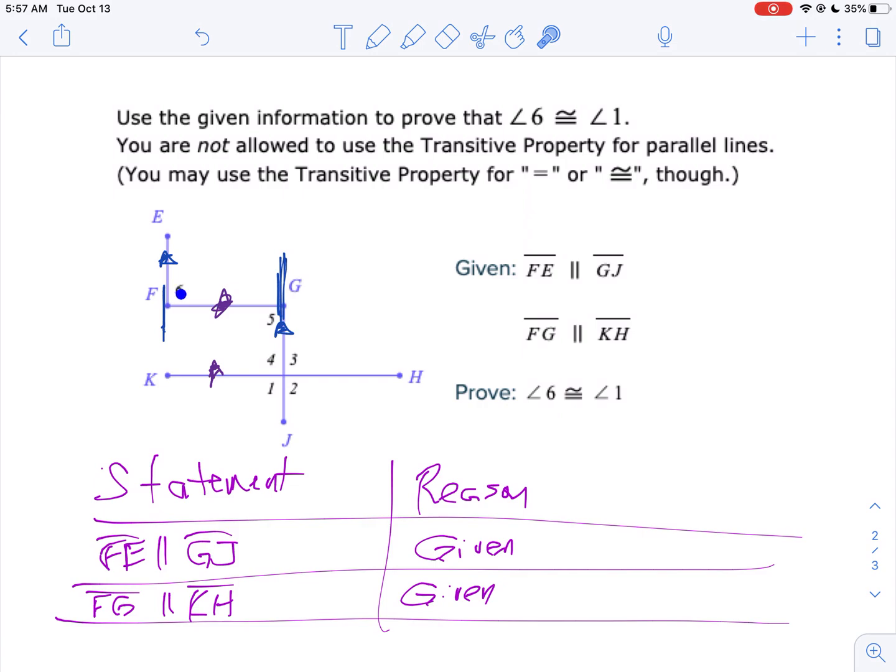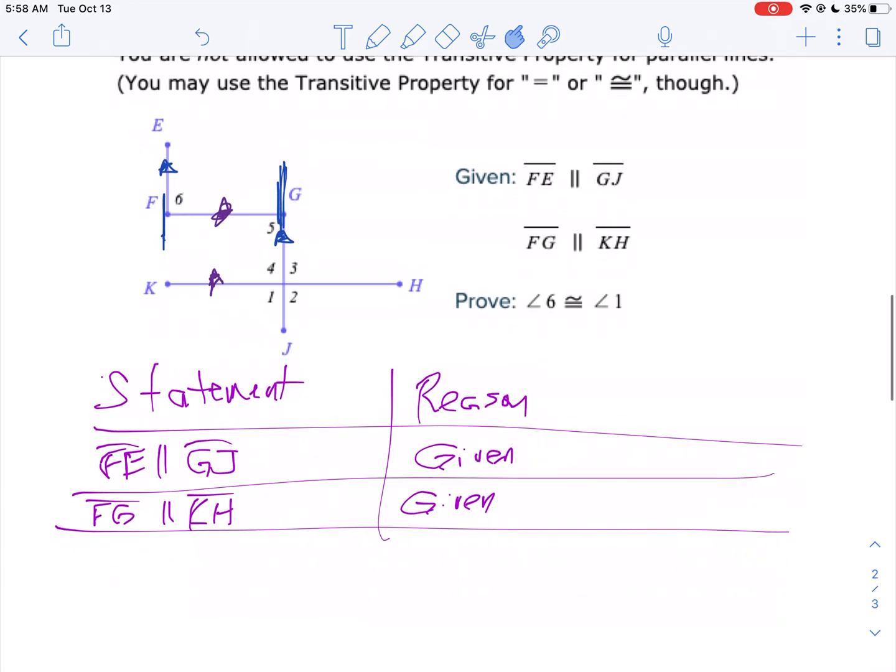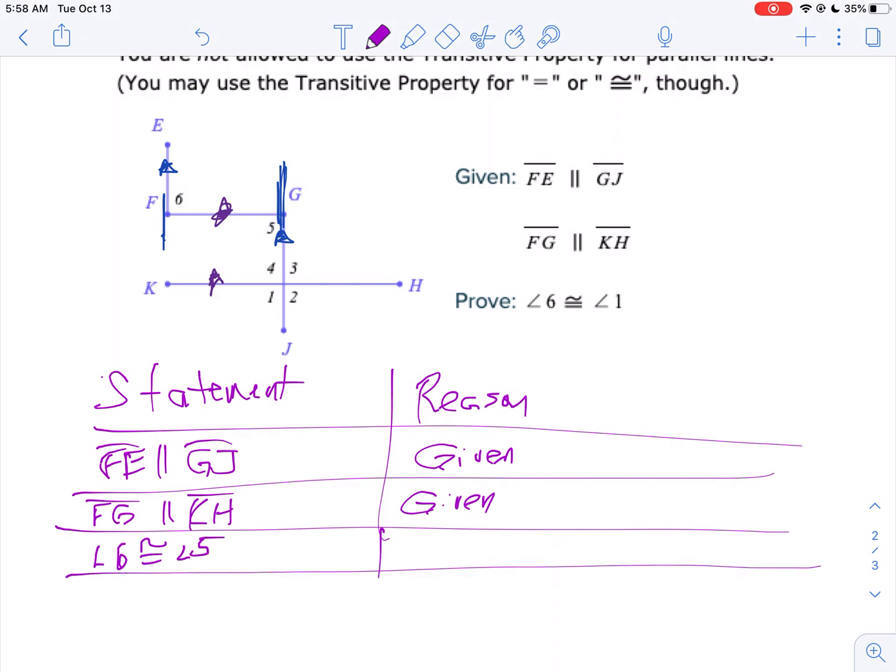So I'm going to look at angle 6 here. What is congruent to angle 6? Well, if we take a look here, angle 5 is congruent to angle 6 because they're alternate interior angles, and the lines are parallel. So I'm going to say angle 6 is congruent to angle 5. Why? Well, if the lines are parallel, then 6 and 5 are alternate interior. The alternate interior angles are congruent. I'm going to mark that in my diagram.